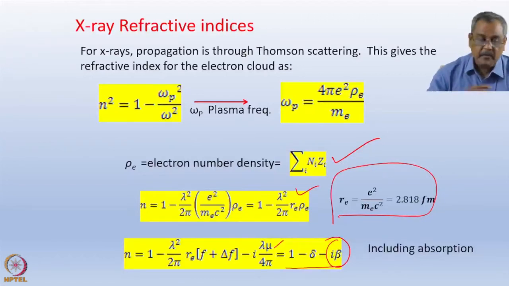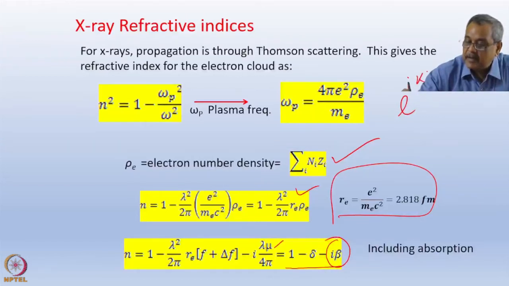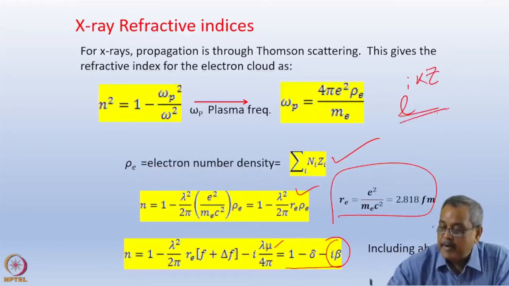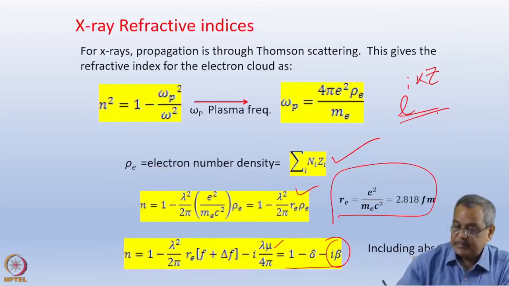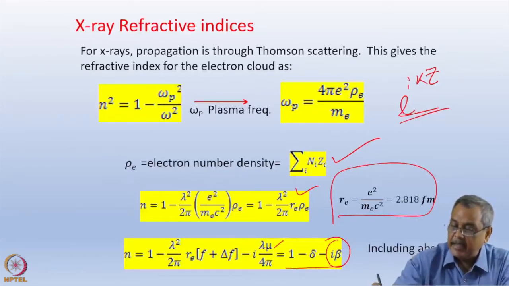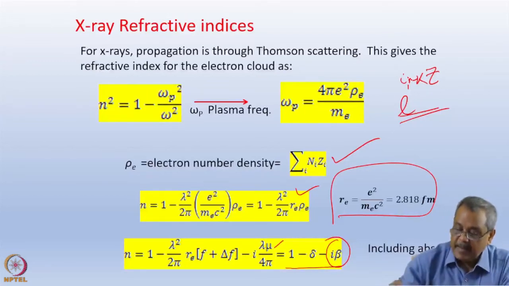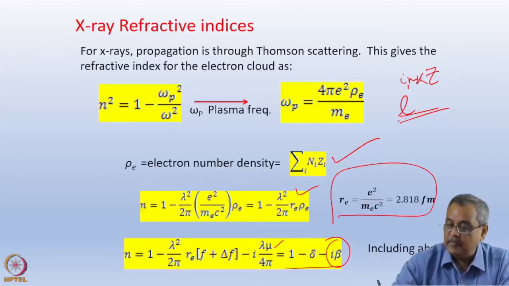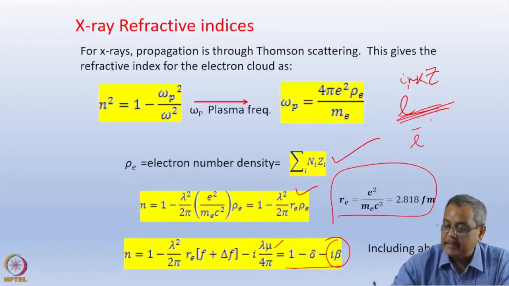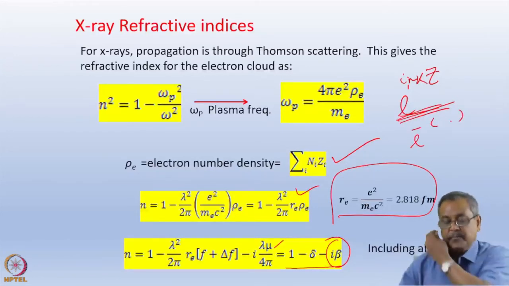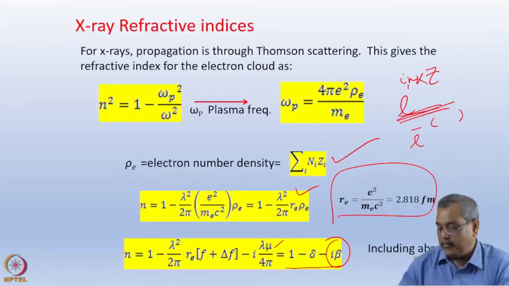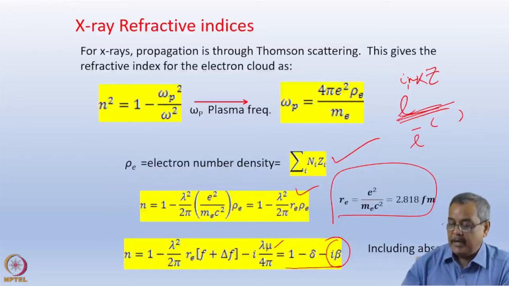Normally we write e to the power i kz for a plane wave propagating in a vacuum. Here it will be nk if you consider a medium, and in that medium if you have absorption, then this will give e to the power minus some terms, so it will give the reduction in the wave propagated in a medium. So this is for X-ray.